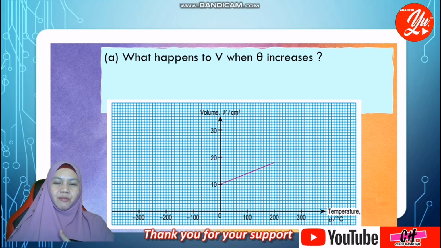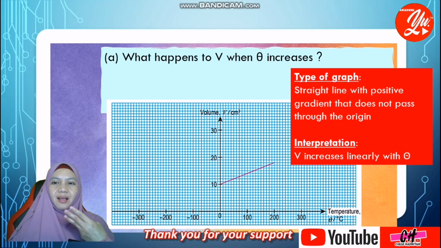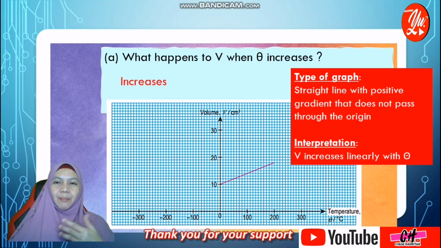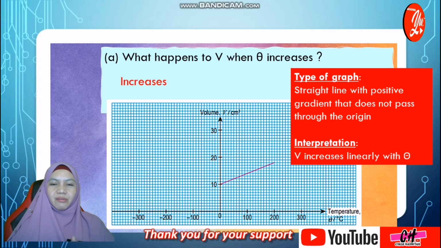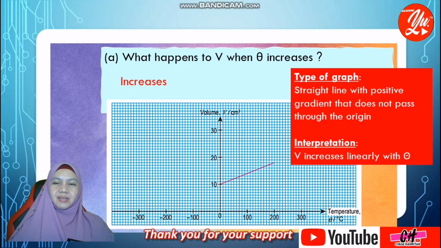First again, what type of graph do we have here? It is a straight line graph with a positive gradient. It doesn't pass through the origin, but it intercepts the y-axis. So we call this type of graph V increases linearly with theta. Theta is temperature. Now, what happens to V when theta increases? You can see clearly from the graph, V increases. When the temperature increases, the volume also increases.